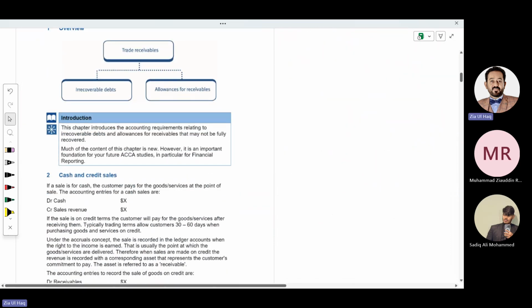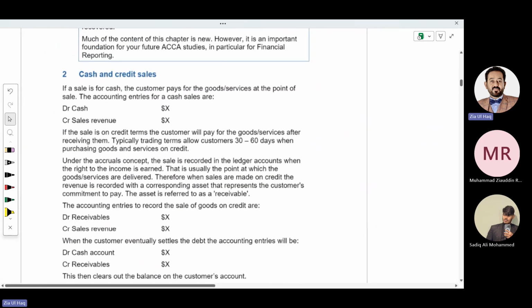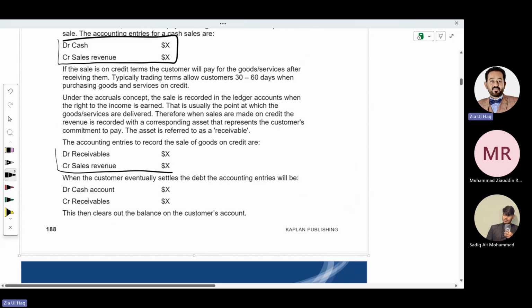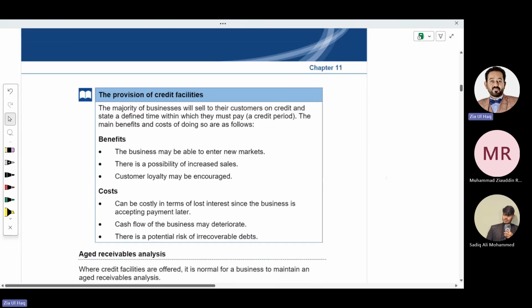Trade receivables could be either irrecoverable debt, meaning bad debts, or allowance for receivable. Allowance for irrecoverable debt means estimated, not confirmed. So this is confirmed, and this is estimated, not confirmed. When we record a cash sale, what is the accounting entry? Cash debit, sales credit. To record a credit sale, what is the accounting entry? Receivable debit, sales credit. When we receive cash from receivables, cash debit, and we need to eliminate the receivable by crediting it.